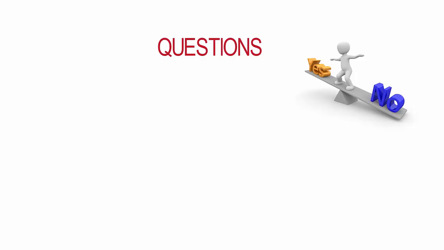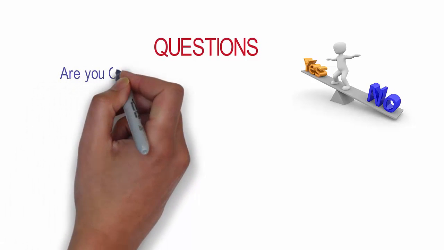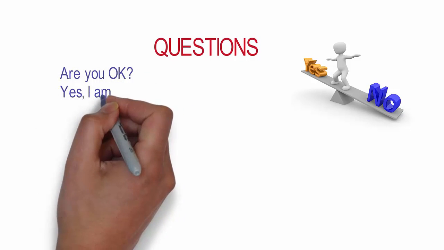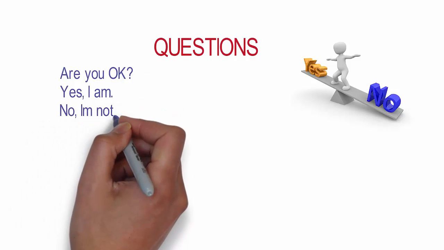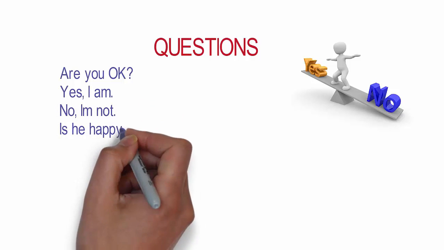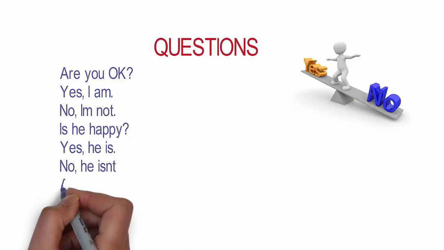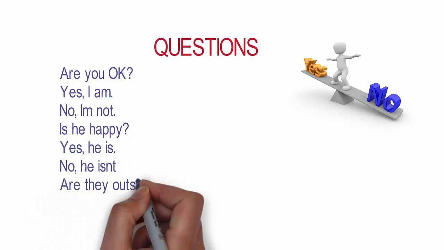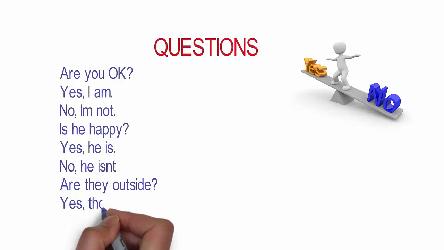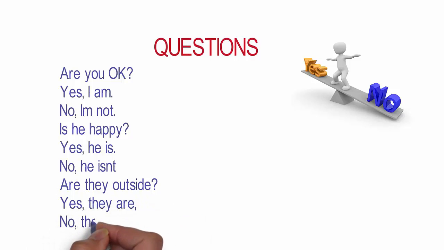With yes or no questions, use am, is, are at the beginning of the sentence. Don't use do or does because you already have verb to be in the sentence. For example, are you okay? Yes, I am. No, I am not. Is he happy? Yes, he is. No, he isn't. Are they outside? Yes, they are. No, they aren't.